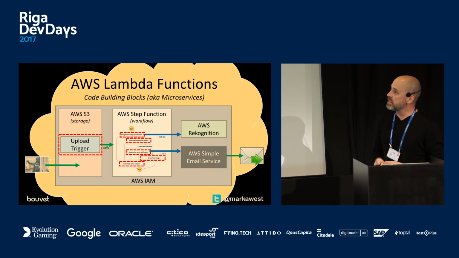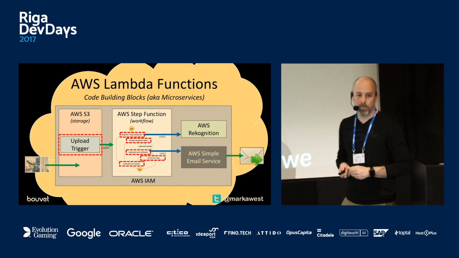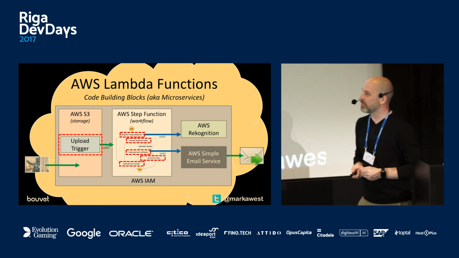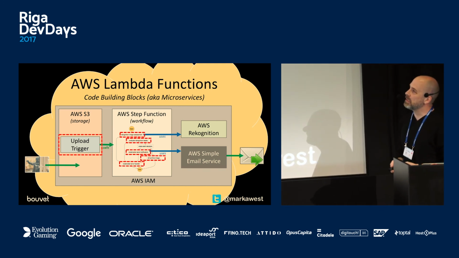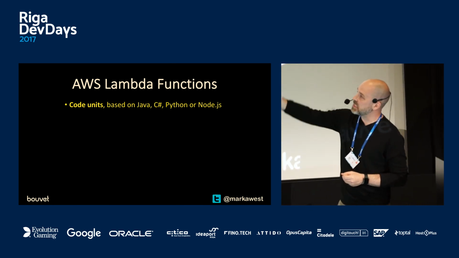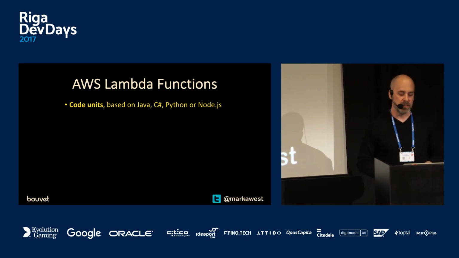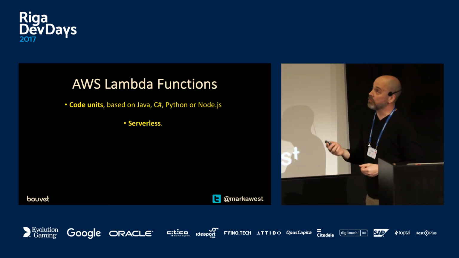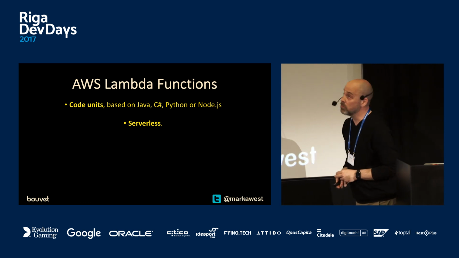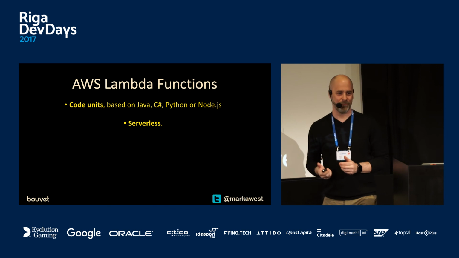In addition to all those other services, I'm also using Lambda Functions. They have been around for ages, but they're so hot right now as part of the whole serverless thing. Lambda Functions I've used for implementing the actual logic in the upload trigger and some of the steps in my workflow. And Lambda Functions are basically discrete code units. You can write them in Java, C#, Python, or Node.js. And they're serverless, as I mentioned before, so hot right now.